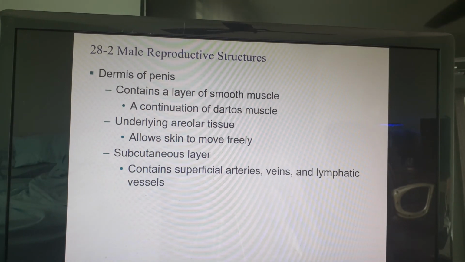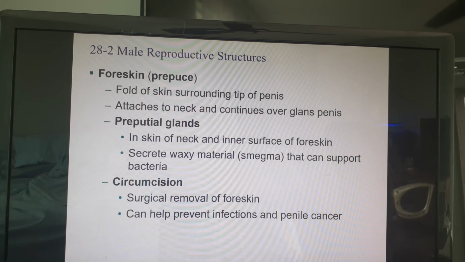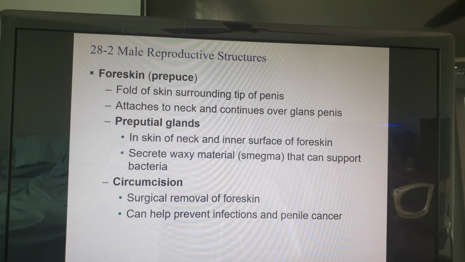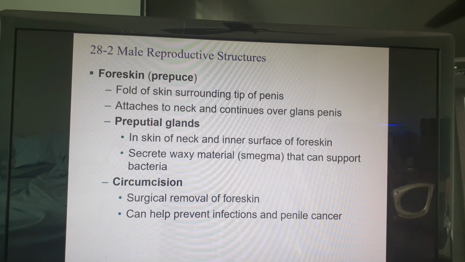The skin of the penis has a smooth muscle layer, which is a continuation of the dartos muscle. It also has a very big areolar tissue layer that allows that skin to move back and forth. And it has a subcutaneous layer where we have arteries, veins, and lymphatic vessels. On the head of the penis, the glans, there is a foreskin, also called the prepuce, and it will attach to the neck and go over the glans. And within it, there are preputial glands, and they secrete a waxy material called smegma.